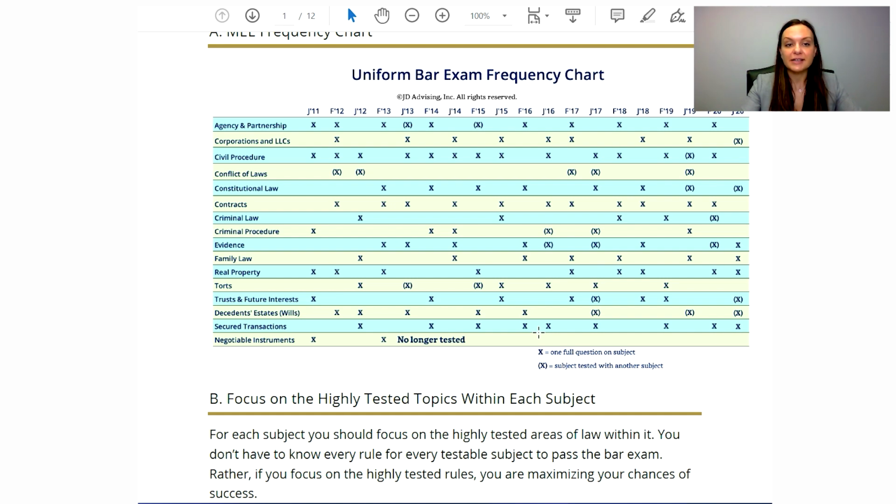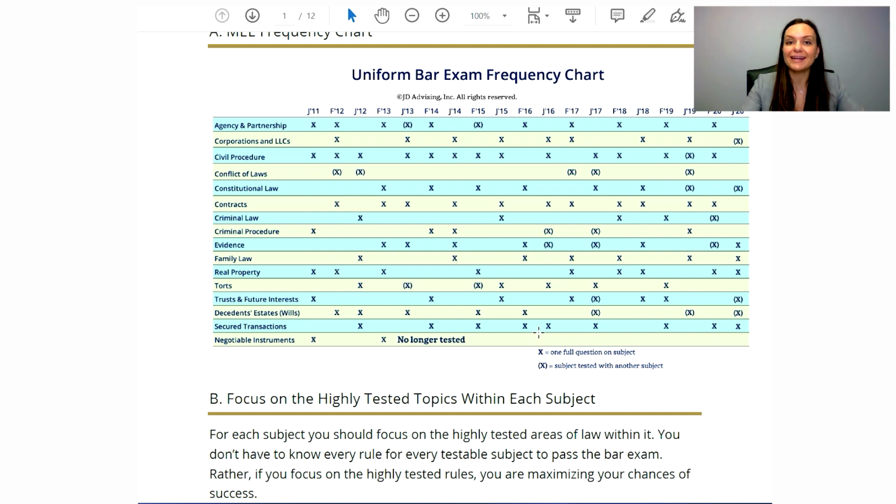So those subjects that are very frequently tested are those like agency and partnership, corporations and LLCs, civil procedure, constitutional law, contracts, evidence, real property, and secured transactions. Now, that's not to say that the other subjects aren't tested. Of course they are, and this frequency chart illustrates that. And you should never ignore any subject or topic while preparing for the bar.